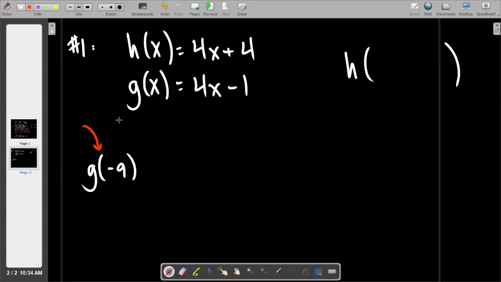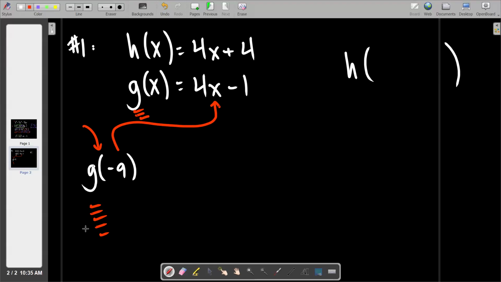So you were kind of on the right track, but you were pretty ambiguous about just putting numbers in for x's. We want to be really clear about what we're doing. You see this right here? That means we're going to put -9 right there and only right there, because we need to use the function whose name is given, g.